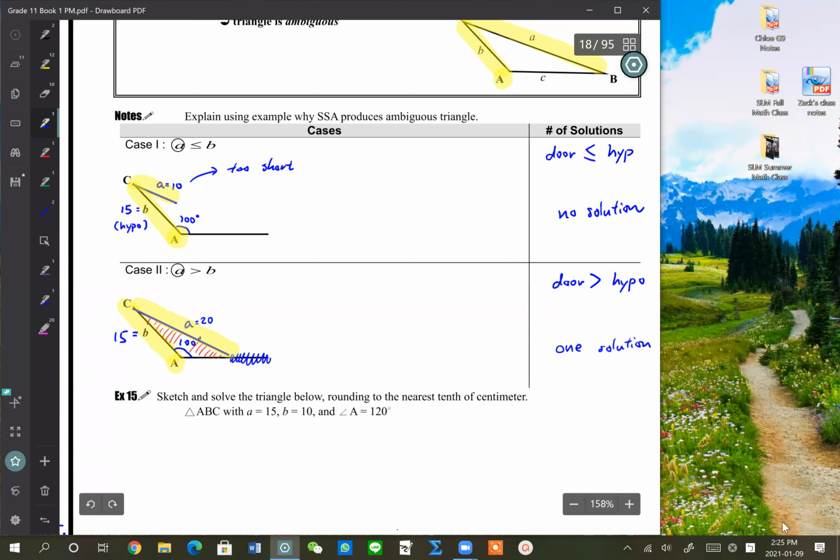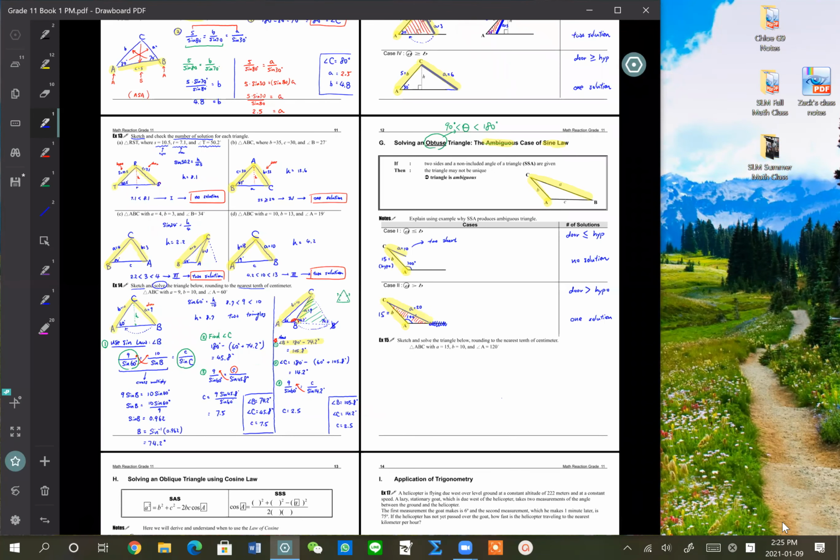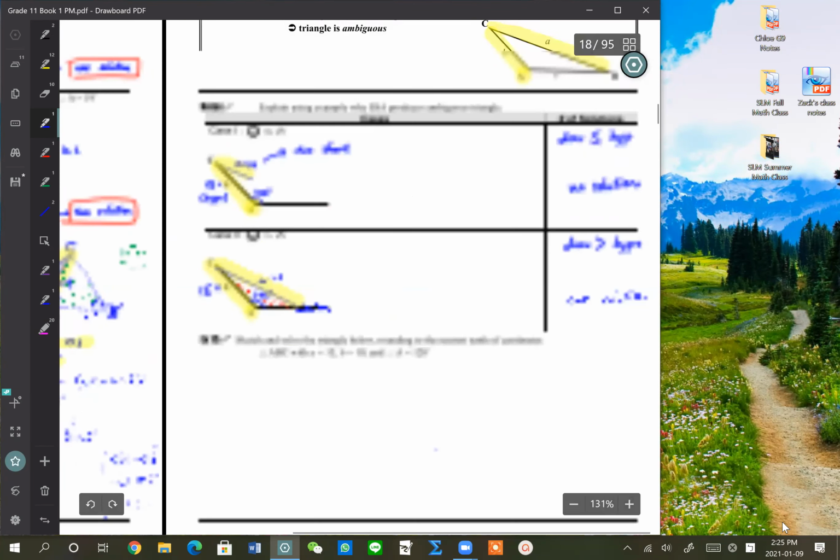Okay, so that's all. Pretty easy. You don't need to find the height. There's no two triangles. If it's two triangles, it's a lot of work to solve. So let's try one question.